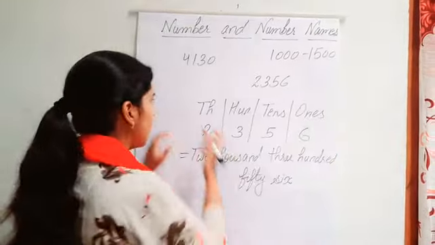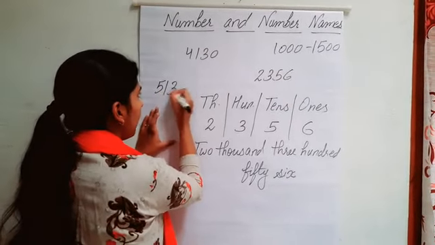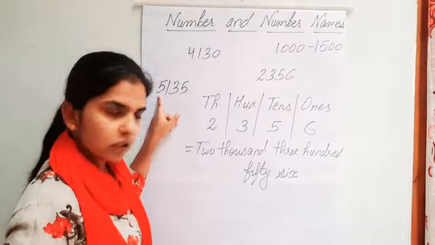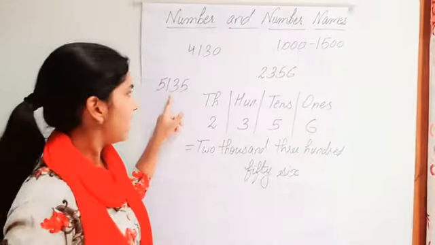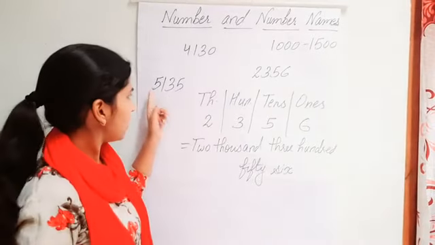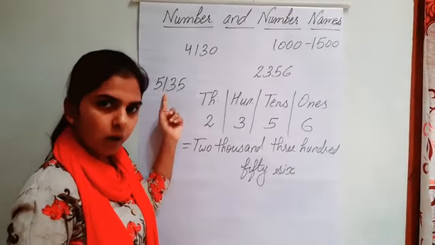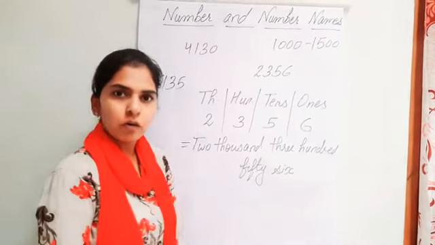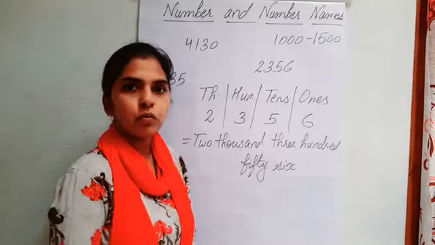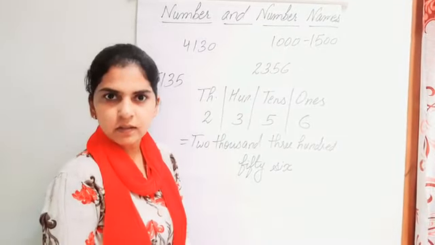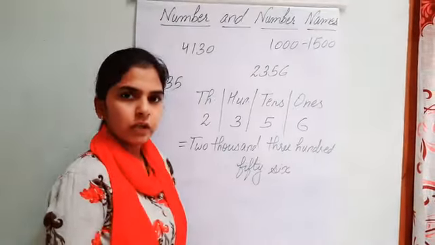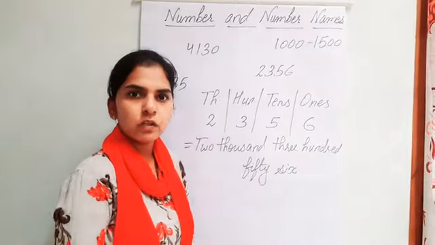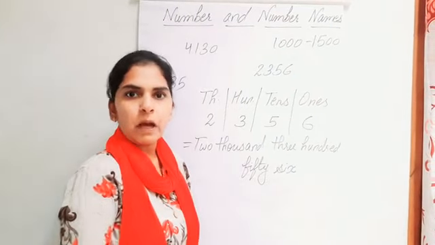Let's read some more numbers. Let's read this number. 5135. Okay students, I hope now you all are able to read all 4-digit numbers. Now I am going to teach you the next topic, how to represent 4-digit numbers on Spike Abacus.